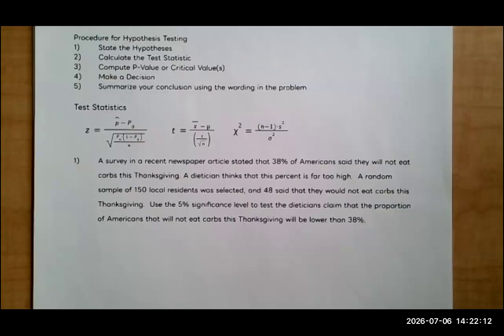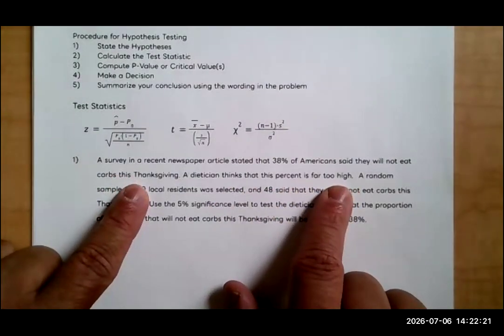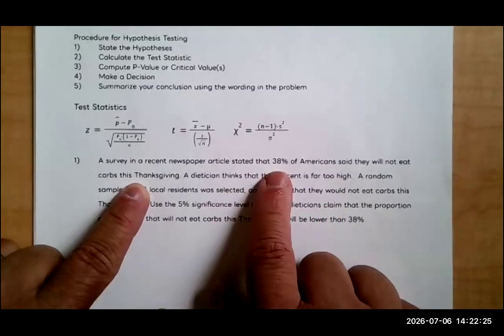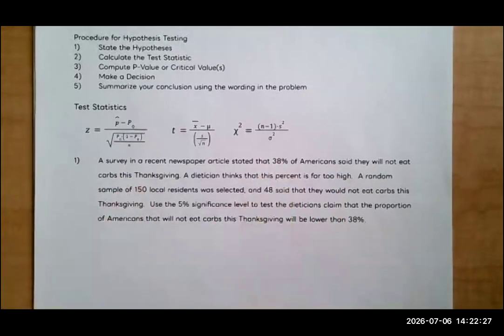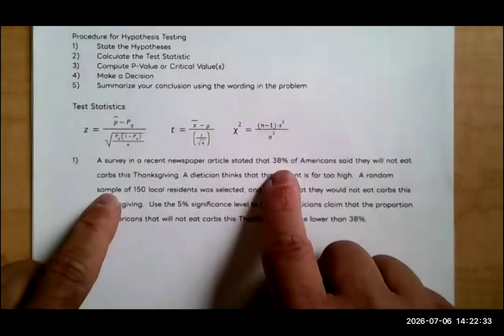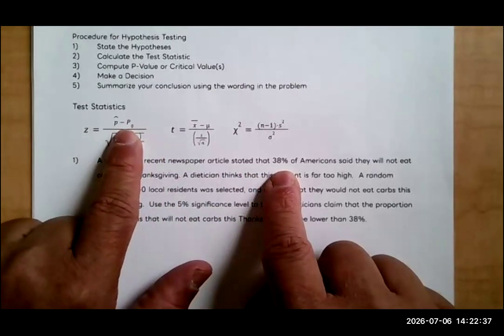And again, with all the dieting trends and whatnot, maybe people are not going to eat carbs, right? And so the dietitian thinks that this percent is far too high. Like more people are saying they're not going to eat carbs, but that's too high. This dietitian thinks that the percent that don't eat carbs is going to be different, less than that 38%, right? And so with that percent, I'm already starting to think about proportions, okay?